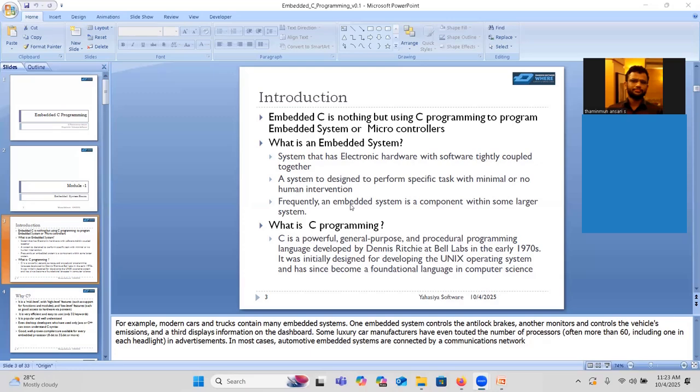What is C programming? C is a powerful, general-purpose and procedural programming language developed by Dennis Ritchie at Bell Labs in the early 1970s. You can ask me a question: why did he have to develop such a language as C? Why didn't he directly program things in assembly or in machine language? Why do we require this? This is to make things simple.